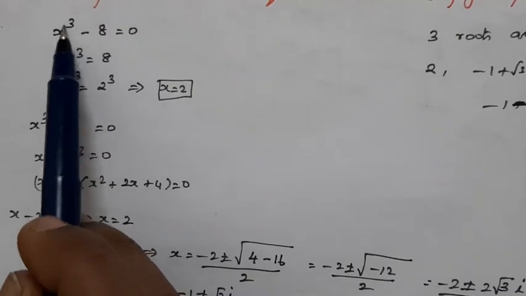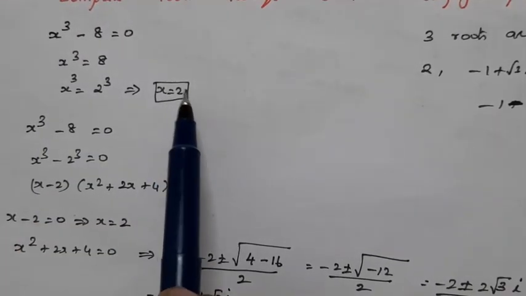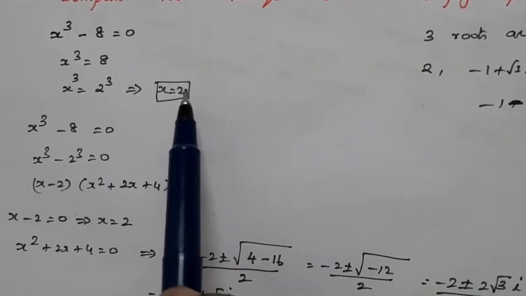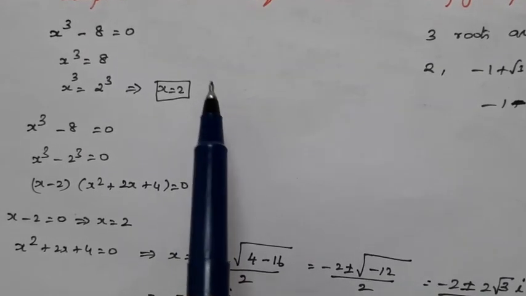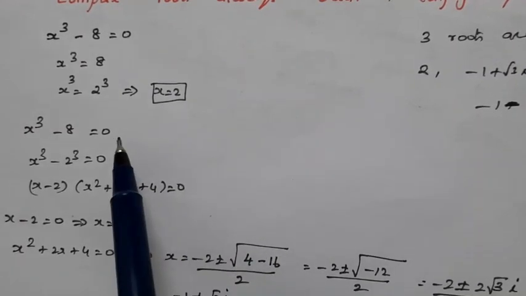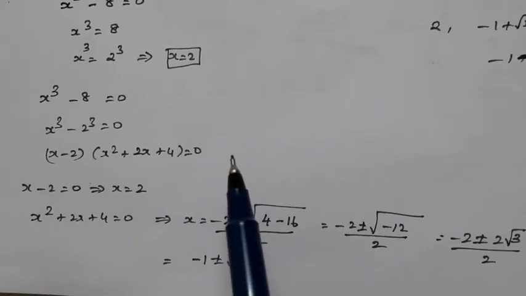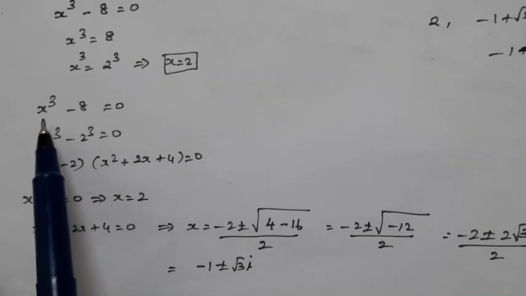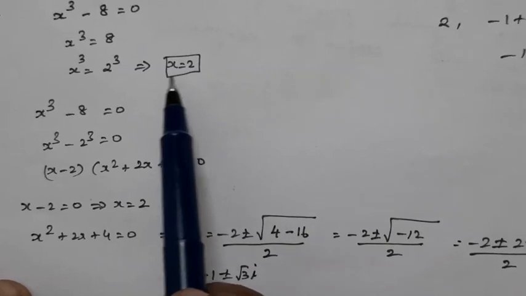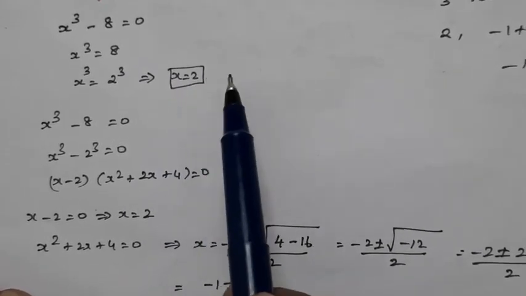But as the power is 3, it has 2 more solutions. But those 2 more solutions are not real numbers; those 2 solutions are complex numbers. And those 2 complex numbers will always be conjugate to each other. Let us see how to find the other 2 solutions which are complex conjugates of each other. Now, x cube minus 8 is equal to 0. This x is equal to 2 is a real solution. We are going to find the other 2 solutions which are complex.